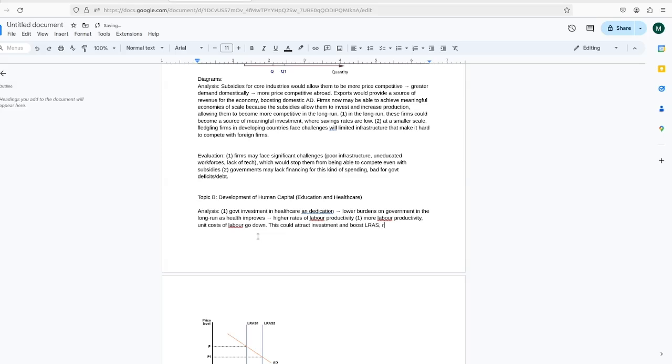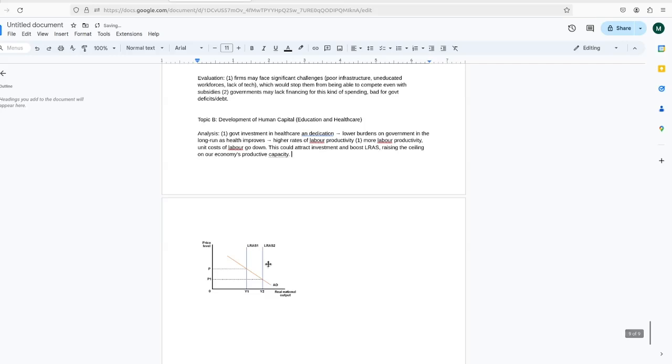This could attract investment and boost LRAS, raising the ceiling on our economy's productive capacity, right? So for the diagram, then I'm showing this long run aggregate supply with AD curve, where I'm showing an increase in long run aggregate supply that comes from providing this kind of investment. And the hope here is that we're kind of raising the ceiling of the economy. We should be increasing economic growth over the long run because we're raising the capacity of what we can produce in our economy.